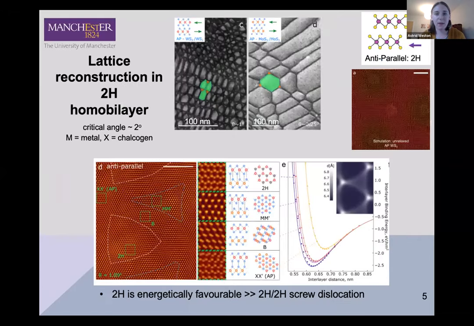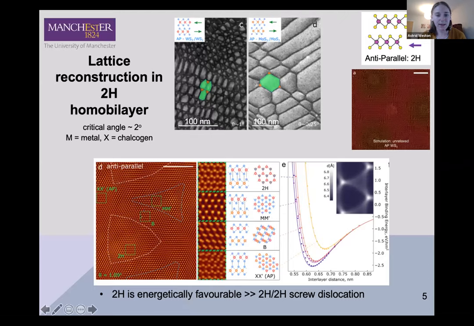And now we move on to this 2H homobilayer, the other possible polytype. Again, we see lattice reconstruction between two different domains. Here we have 2H, which is like a natural bilayer, a TMD. And then we have this other configuration, MM, which is metal on metal.